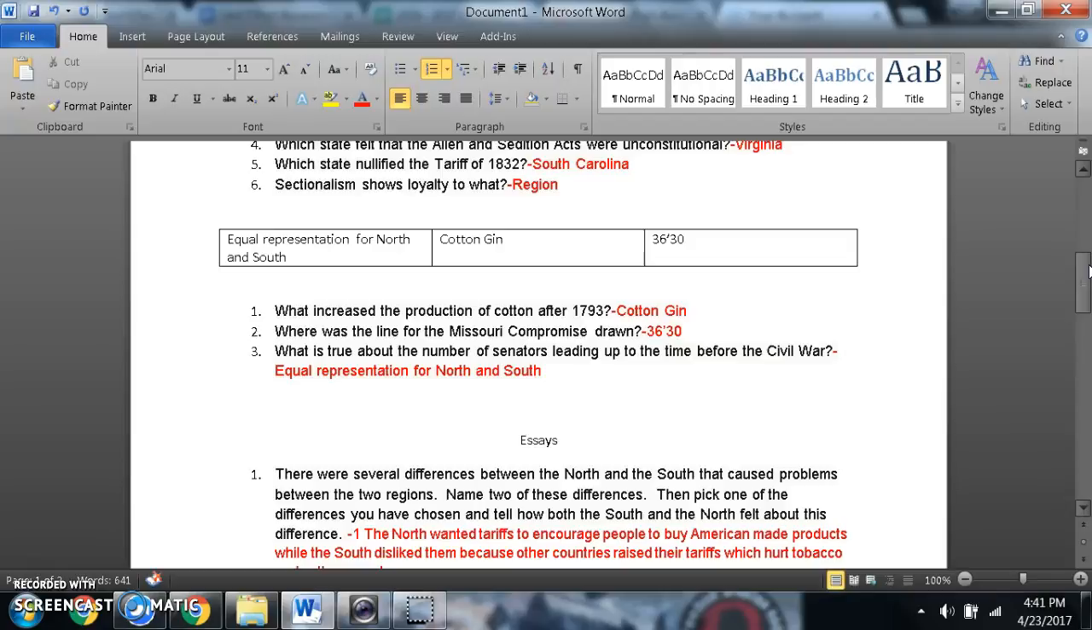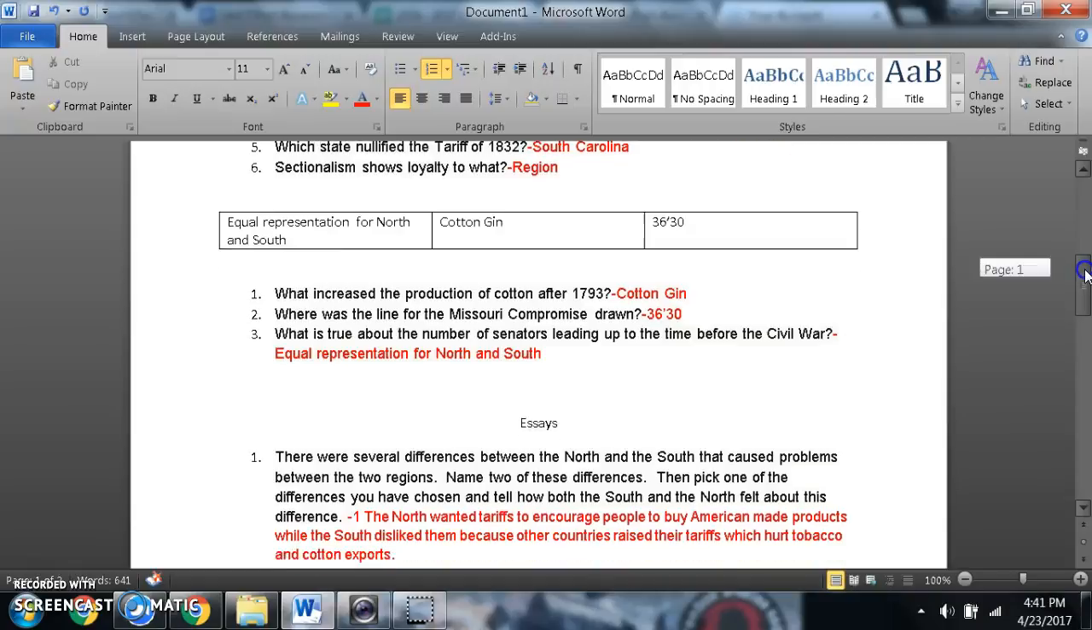Number two, where was the line for the Missouri Compromise drawn? It was called 36 30, and those are the lines of latitude and longitude. Number three, what is true about the number of senators leading up to the time before the Civil War? And that is equal representation for North and South. And that certainly was also a pretty big issue, the North and South wanting to be fairly represented.